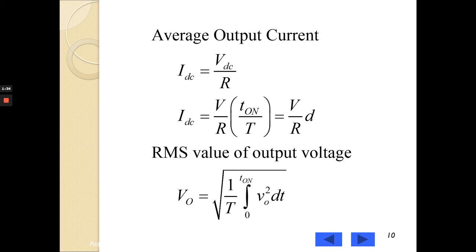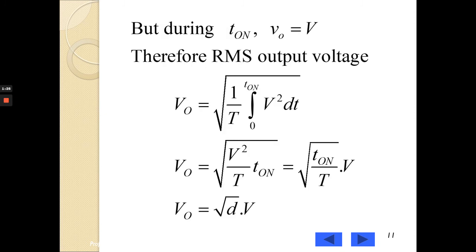And the RMS value of output voltage V out equal to under root 1 by T integration from 0 to T on V out square dt. But during T on, V out equal to V. Therefore, RMS output voltage V out equal to under root 1 by T integration from 0 to T on V square dt. So V out equal to under root V square by T into T on, that is equal to under root T on divided by T into V. So V out equal to under root D into V.